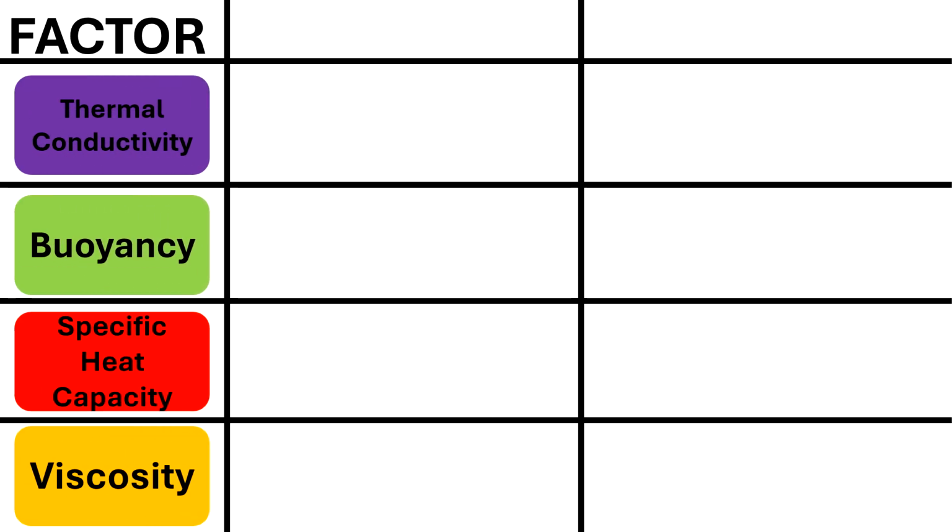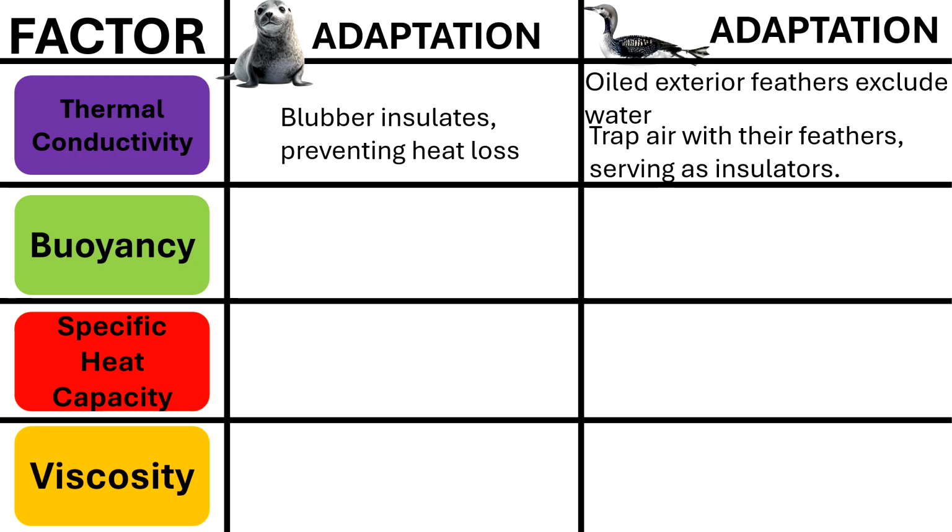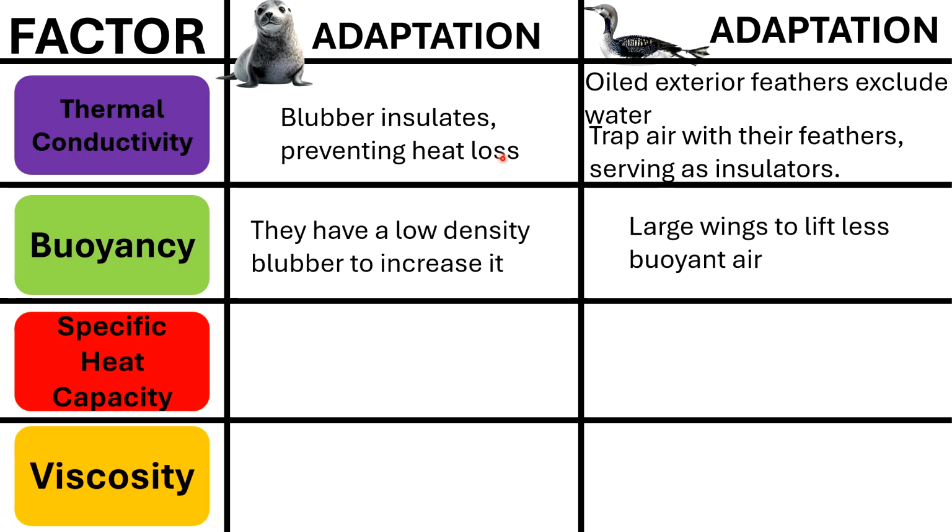To end the video, and having these factors in mind that we've just seen, let's look at some adaptations of seals and the black-throated loons. So starting with thermal conductivity, we have that seals have blubber which insulates and hence prevents heat loss. Then we have the oiled exterior feathers that they have, which exclude water, and these feathers also trap air, serving as insulators as well, and again preventing heat loss. Moving on to buoyancy, we have that these seals have low density blubber that increases the buoyancy, which makes it easier for them to reach the surface.